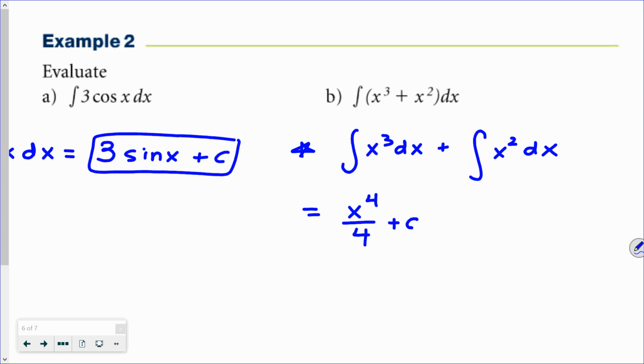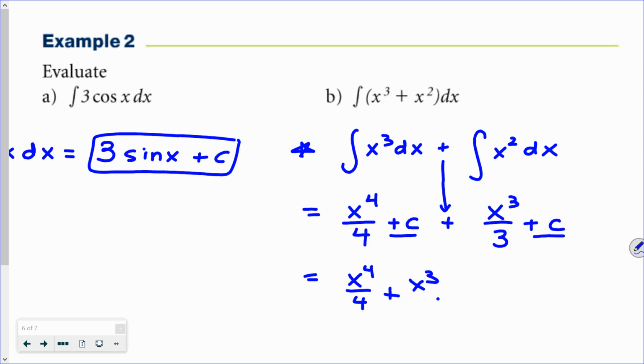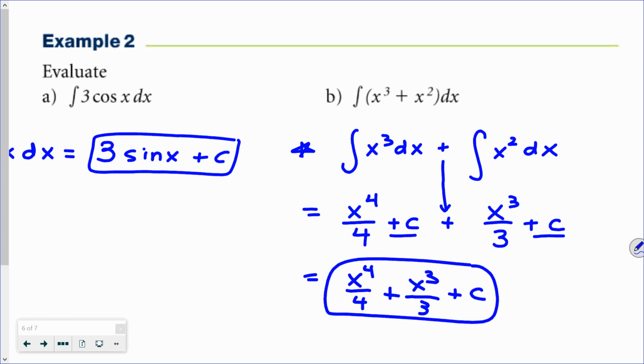This would have a plus c. Over here, we're going to do the same. We're going to increase the power by 1 and put it over the new power. And over here would have a plus c. There's a plus in between them. I do not need to put a separate plus c for each of these because whatever random constant 1 plus random constant 2 is just another random constant. So I can just go term by term. X to the 4th over 4 plus x to the 3rd over 3 plus a single constant c that might be there.